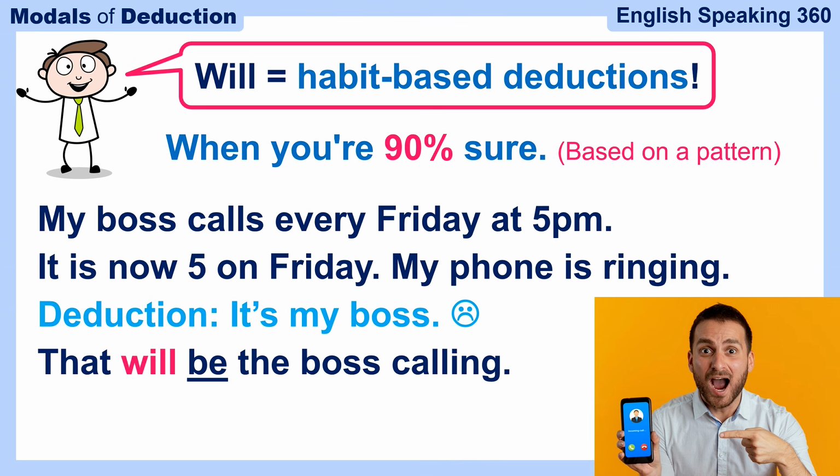That will be is kind of a set sentence that we use very often when we use a habit-based deduction. That will be the boss calling. That will be my wife pulling into the driveway.